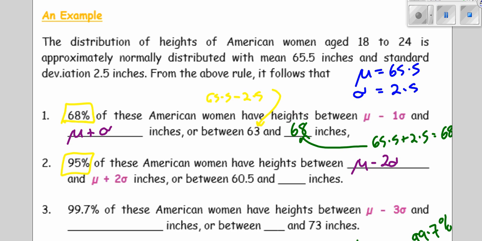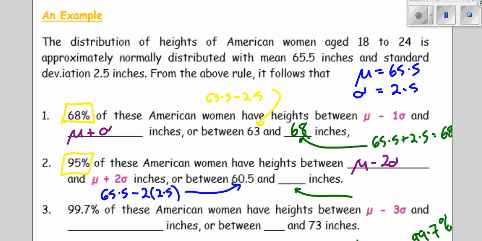Owen, where did the 60.5 come from? How did I calculate that? Using these blue numbers and the purple stuff. 65.5 minus 2 times 2.5, yeah, good. So it's 65.5 minus 2 times 2.5, which gave us 60.5. We're doing the purple thing and subbing in the blue numbers that we're using in the question.